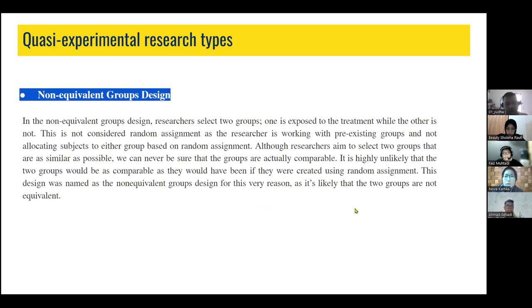The second branch, on the next slide, is the non-equivalent group design. In the non-equivalent group design, researchers select two groups. One is exposed to the treatment while the other is not. This is not considered a random assignment, as the researcher is working with pre-existing groups and not allocating the subjects to either group based on random assignment. Although researchers aim to select two groups that are as similar as possible, we can never be sure that the groups are actually comparable. It is highly unlikely that the two groups would be as comparable as they would have been if they were created using random assignment. This design was named the non-equivalent group design for this very reason.